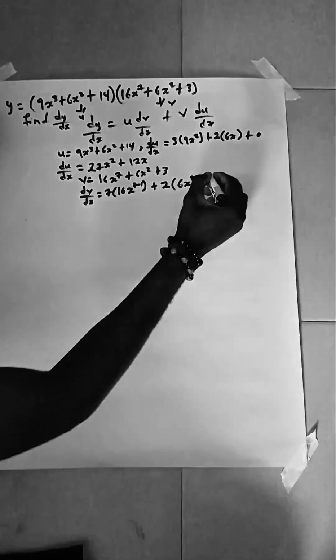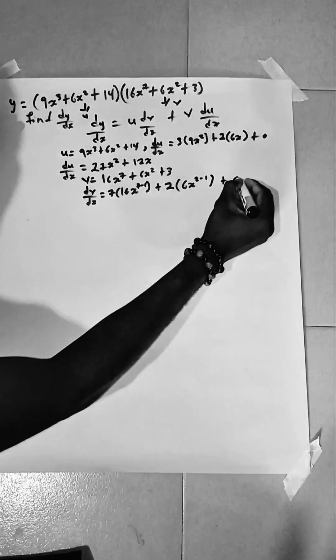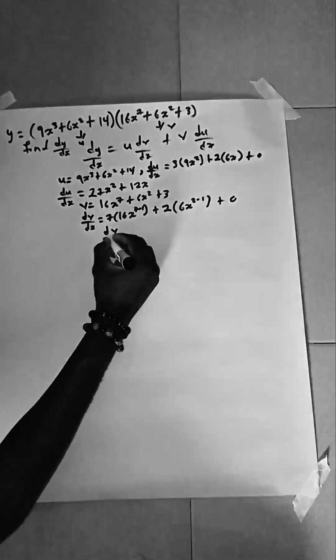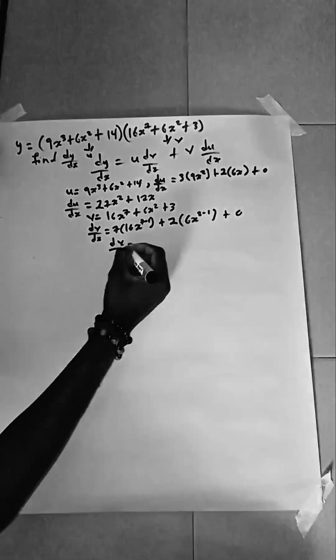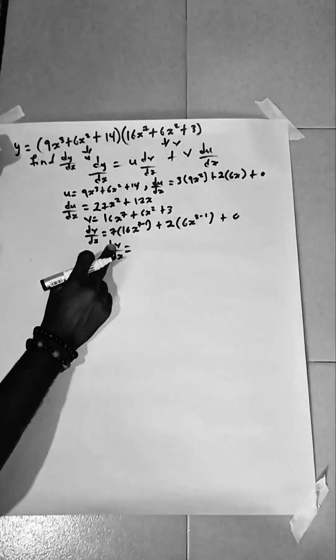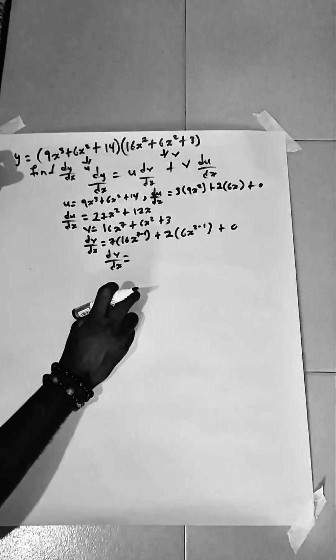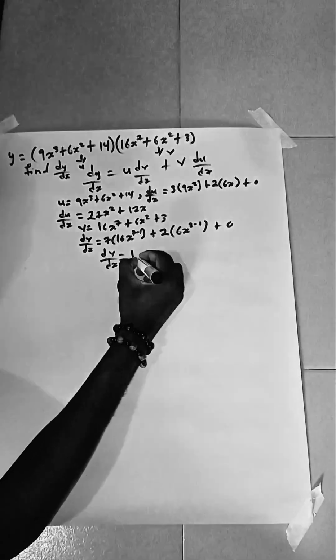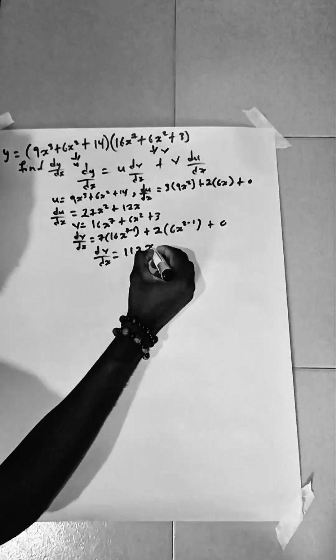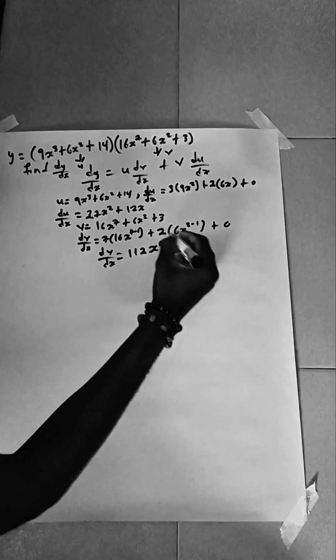or 1, then plus the derivative of the constant is 0. So dv by dx is equal to 7 times 16. 7 times 10 is 70. 7 times 6 is 42. 70 plus 42 is 112. So we have 112x raised to the power 6. 7 minus 1 is 6.